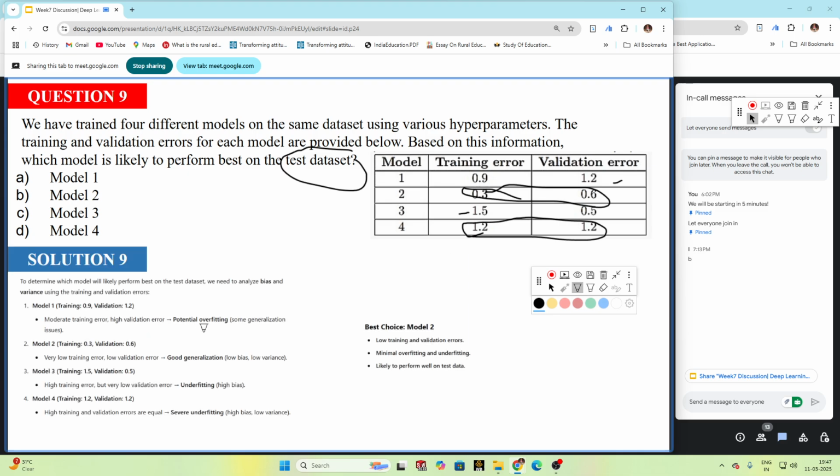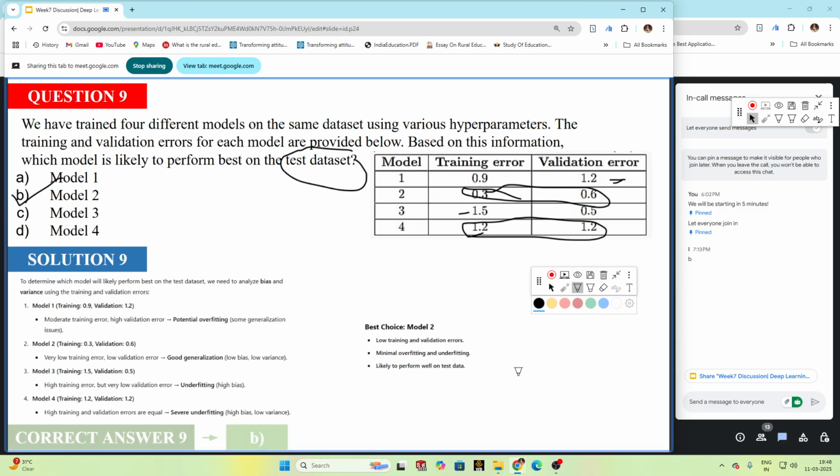So let's see model by model. The first is the overfitting case that I have told you. Second, very low training and low validation error, so good generalization. Model 3, high training error but very low validation error, so this is underfitting. Fourth, both the errors are very high, so this is a clear case of severe underfitting, because the model is fitting neither in training nor in testing. We cannot expect anything in testing, so option B is the right answer. The best choice is B.